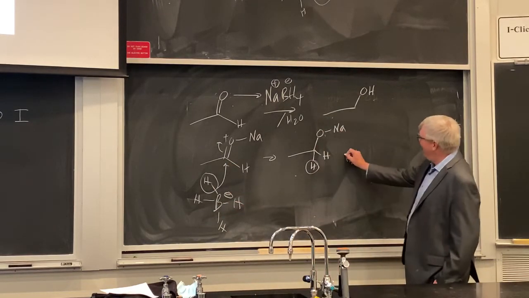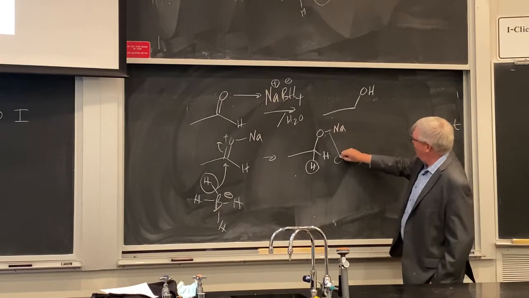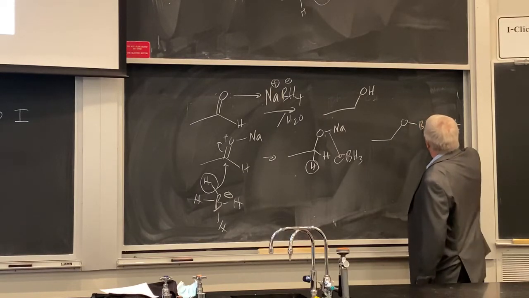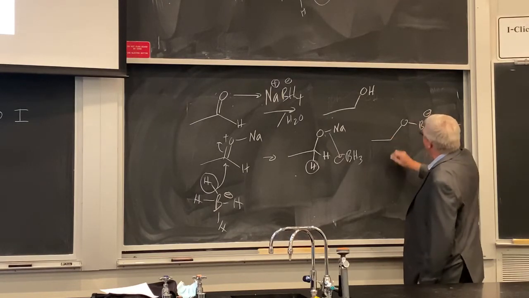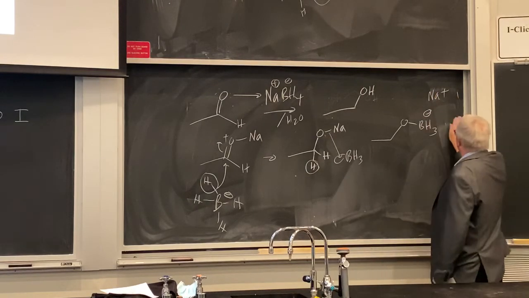What else can occur here? Now, this is a Lewis acid. It has an empty orbital right here. Let's put that other one on there. Now we have BH3, borate again, and sodium cation, okay?